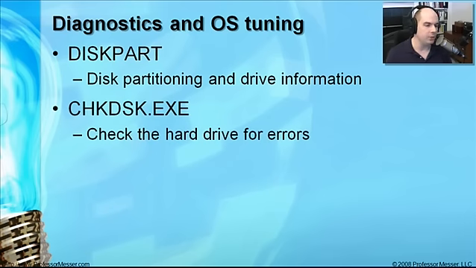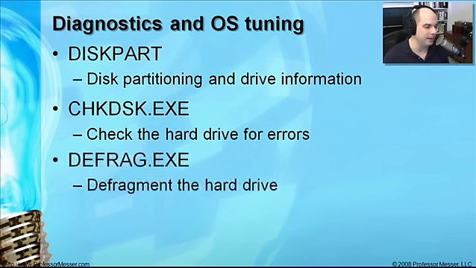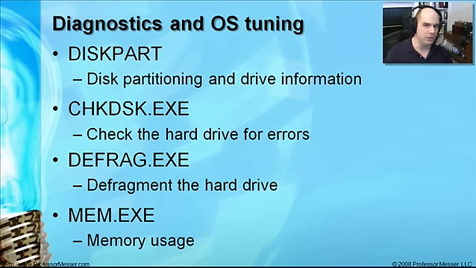Once you've identified what the partitions are, you may want to run a check disk, which checks your hard drive not only for logical errors in your file layout and your directories, but also checks the physical layout of your drive and makes sure that the media is working properly itself. There's a defragmentation program called defrag, which, if you want to run it from the command line, allows you to defragment the hard drives so that things run more efficiently and you can tune your operating system a bit. And finally, there's a mem command, which shows you memory usage at the command prompt.